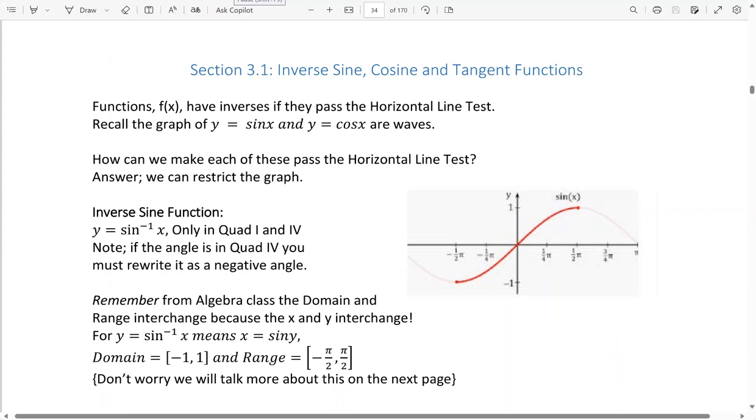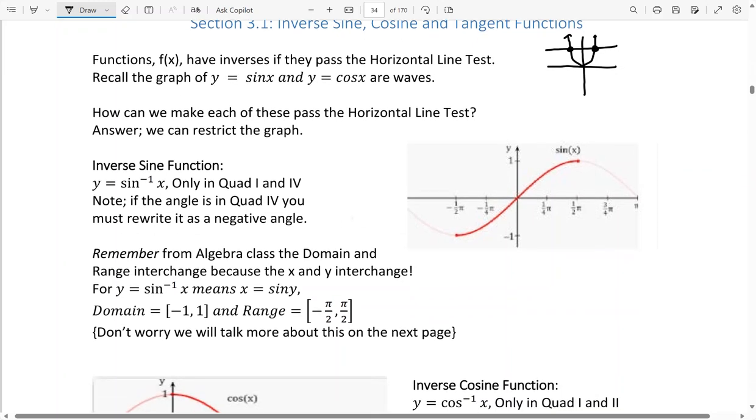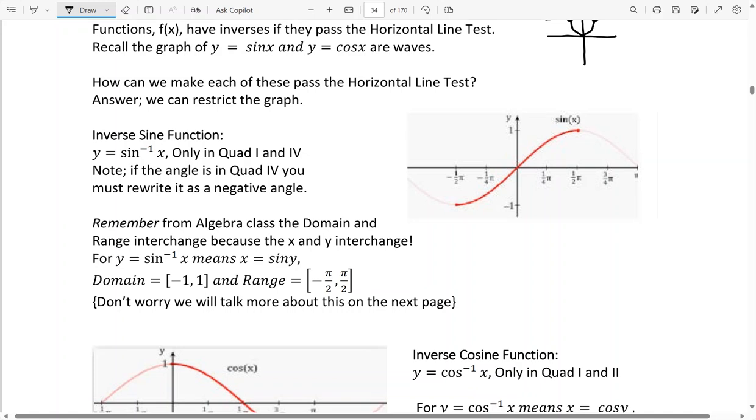So functions f of x have inverses if they pass the horizontal line test, just like we saw in algebra. For example, we know that a parabola is not going to have an inverse function because it doesn't pass the horizontal line test. It hits more than one time if I draw a horizontal line through it. The graphs of sine and cosine, as they stand, will not pass the horizontal line test either, but to make them pass, we truncate their domain. So we restrict the graph.